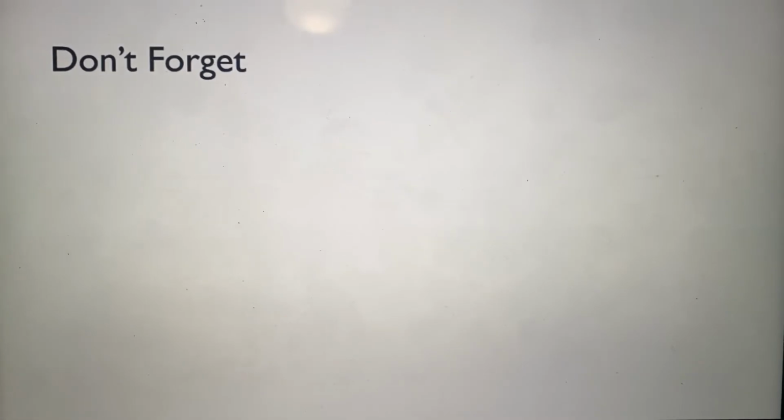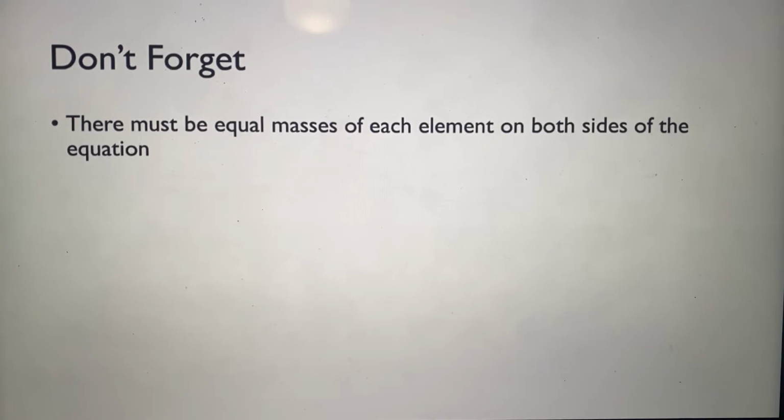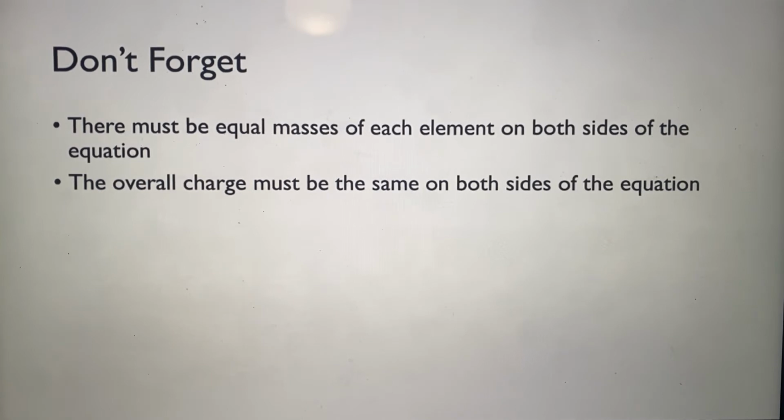There's some important things that you cannot forget when doing these. You need to make sure that there are equal masses of each element on both sides of the equation, which just means you need to make sure that your equation is balanced. And you also need to make sure that the overall charge must be the same on both sides of the equation. That's really important as well.